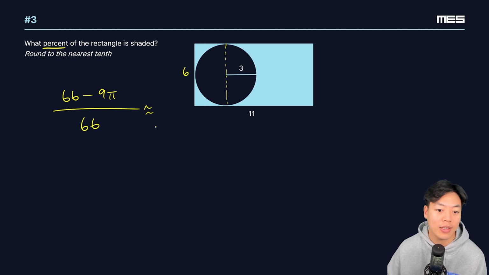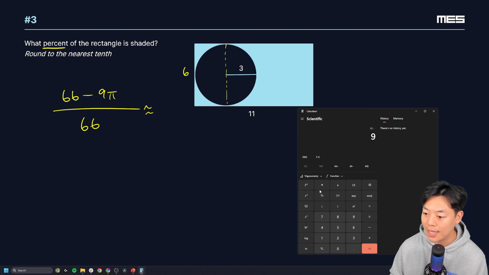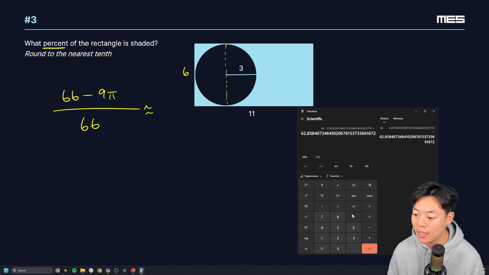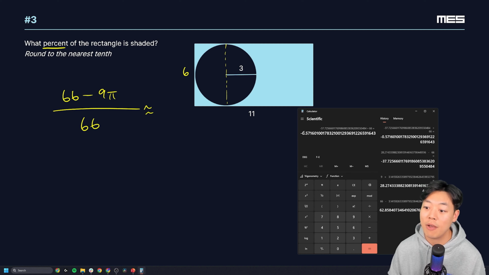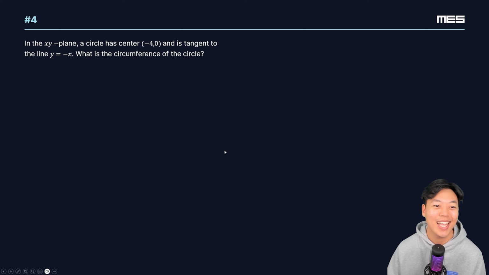When you plug this into a calculator, let's do that right now together. We'll get 66 minus 9 times pi. One more time, let's try it again. So 9 times pi, and then subtract that from 66, and then divide that by 66. And that will give us about 57.2%. So nearest tenth, we have 57.2%, just like that.